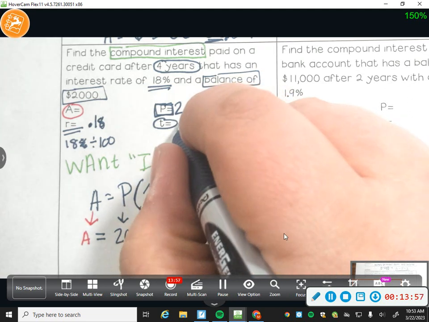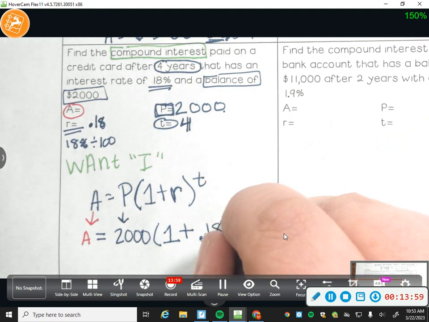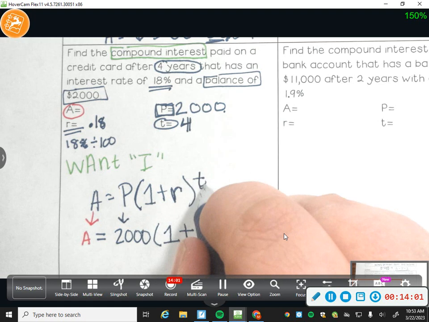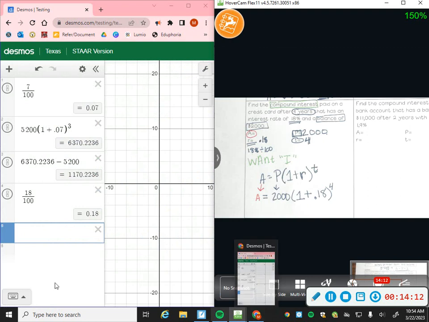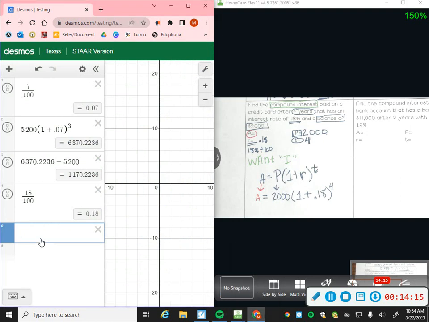And then the loan amount is for 4 years. So this is an exponent of 4 in place of the variable T for time. So now we just have to plug this in on our calculator. We're just typing, all the typing.